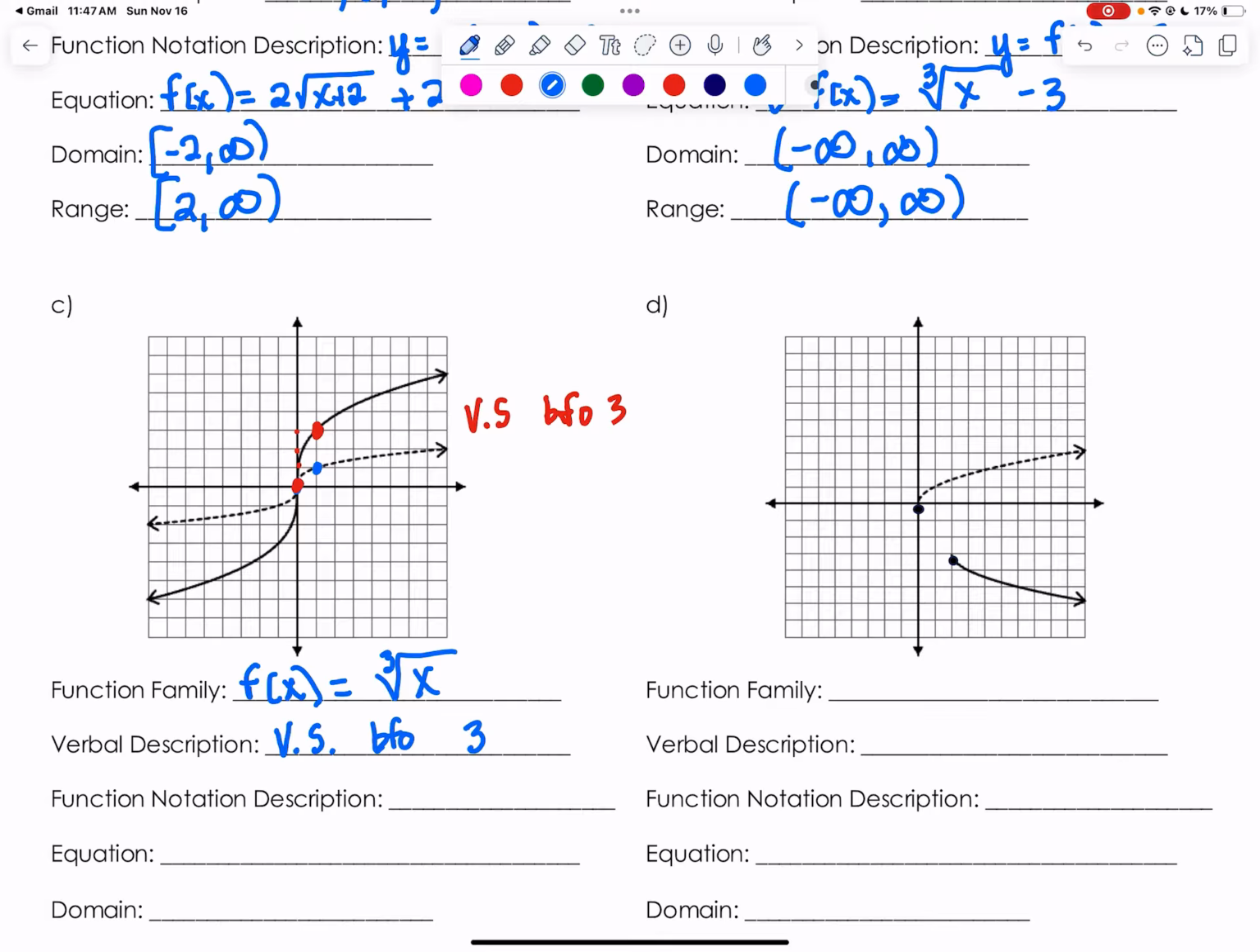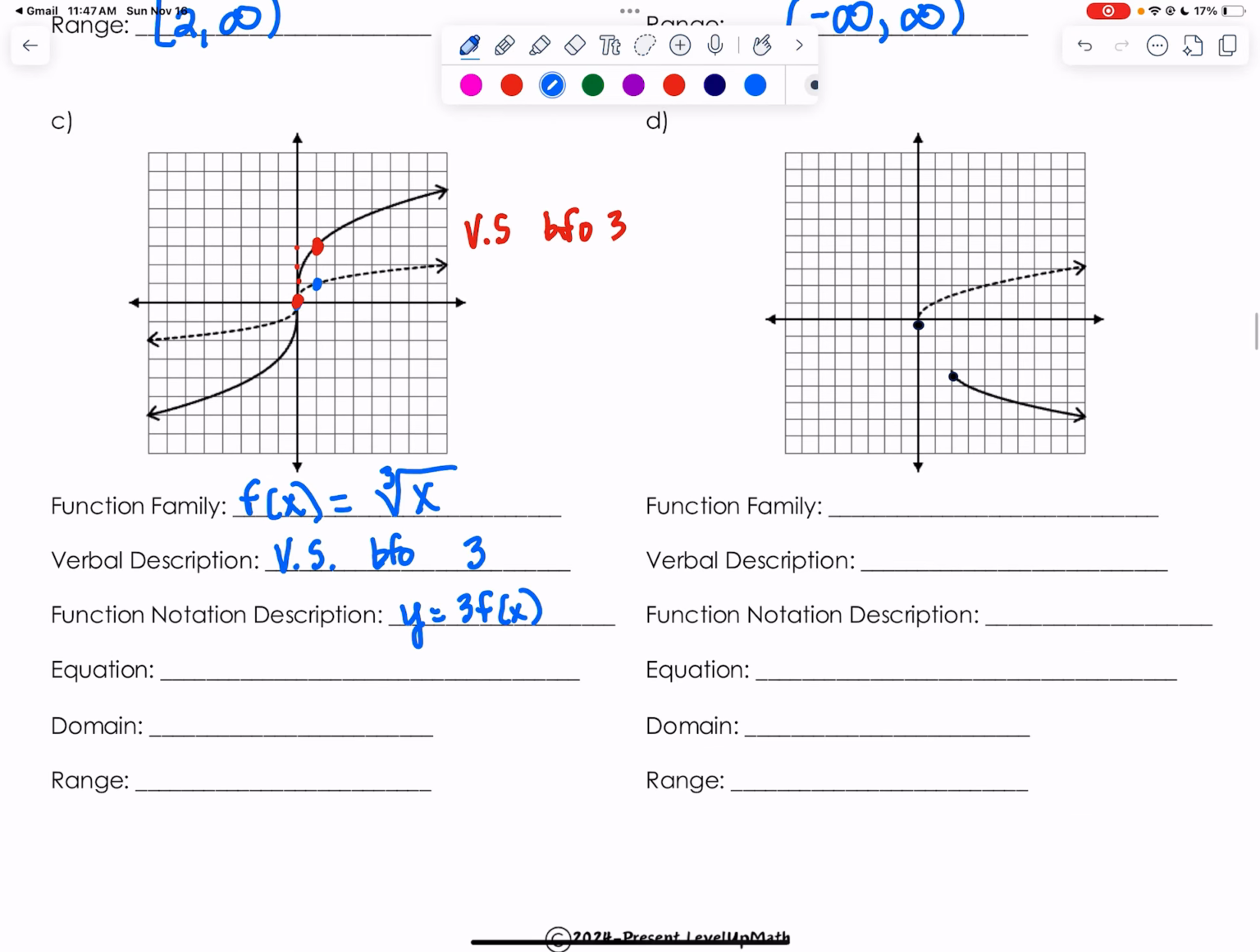So our function notation would simply be y equals 3 times f of x. Now our equation would be y equals 3 times the cube root of x. Domain, negative infinity to positive infinity. Same with the range, negative infinity to positive infinity. All right, pause the video and try problem D on your own.